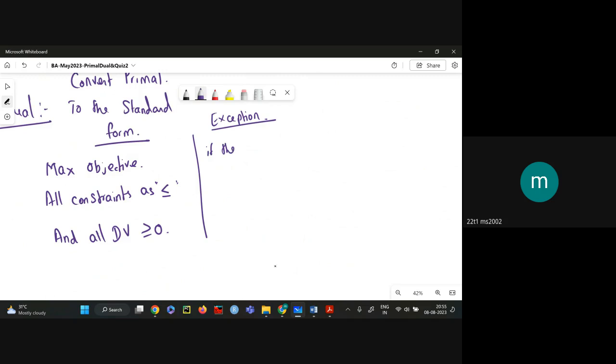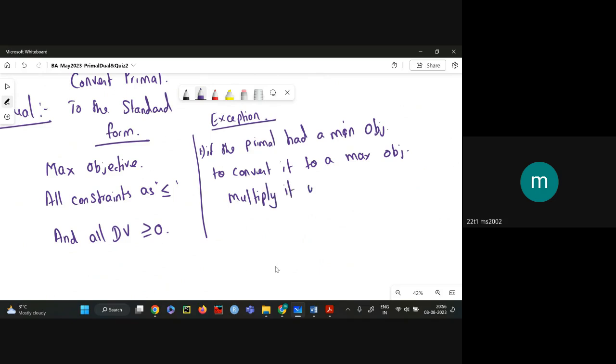If the primal had a minimization objective, then to convert it to maximum, multiply it with a negative sign.